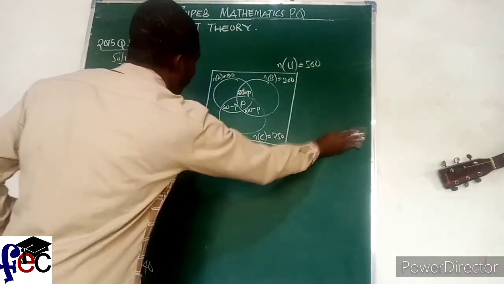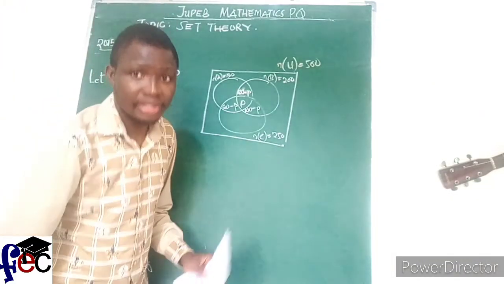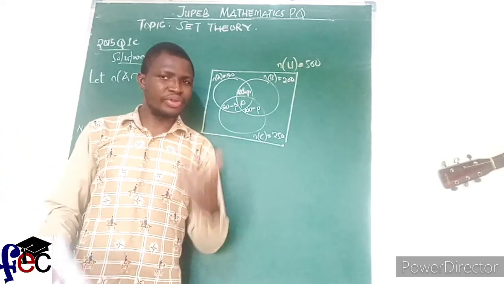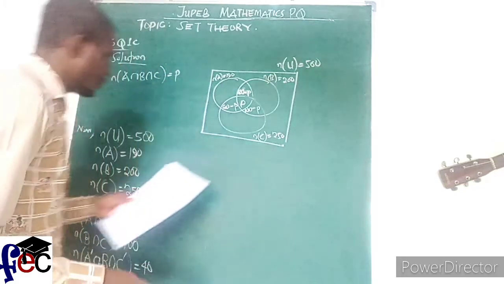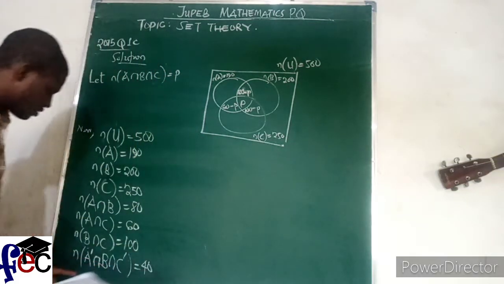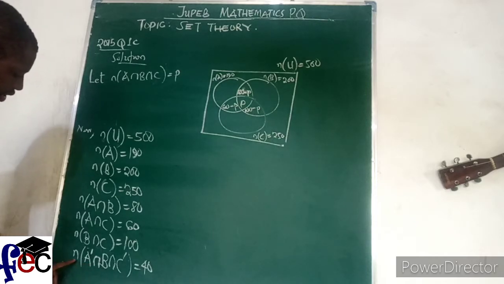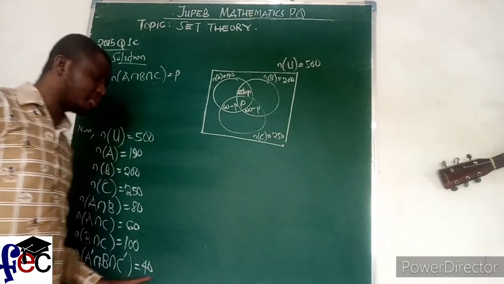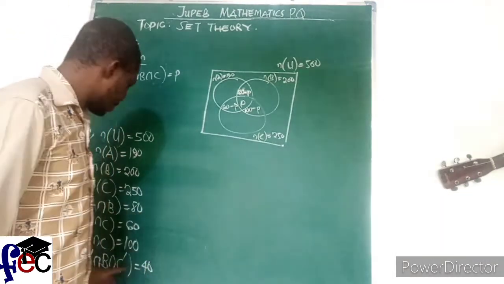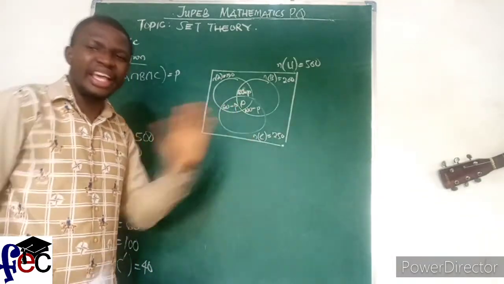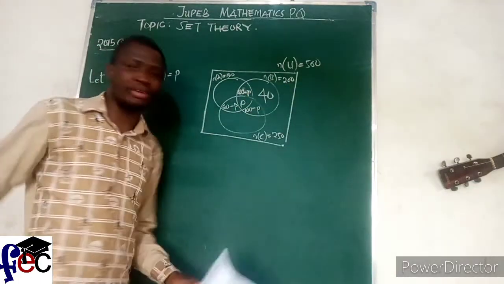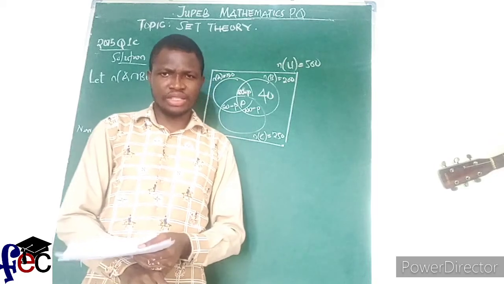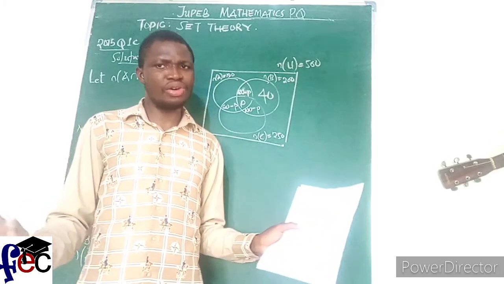Don't forget that I said that the solution to the question is not long. I just need to explain, especially for those that are struggling with this aspect of set theory. Okay, so now we fill up that part. We are also told here that the cardinality of A complement intersection B intersection C complement is 40. That means those that voted for party B alone, this is the region for party B alone, and there are just 40 there. That's all. Do you see it now? It's not difficult at all.